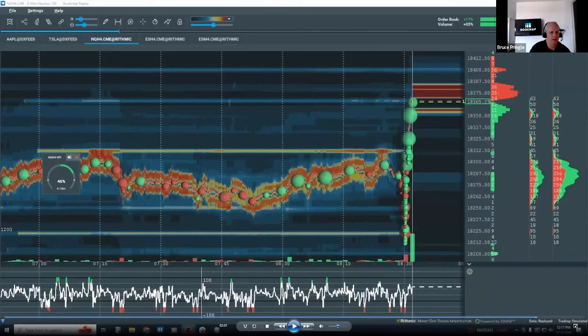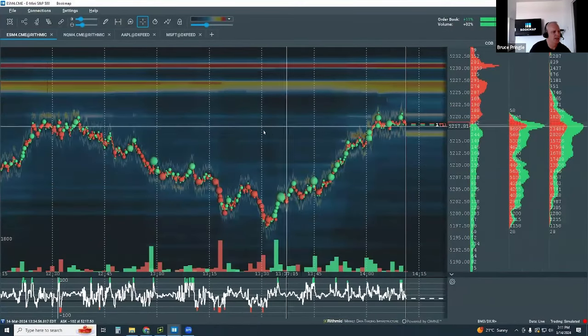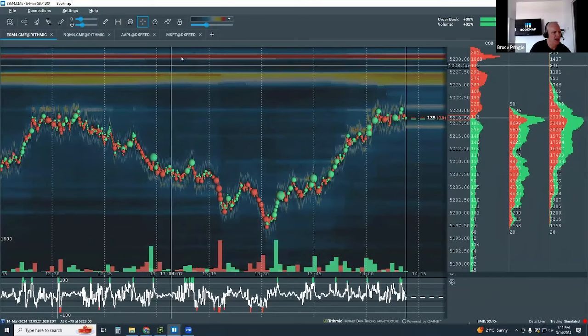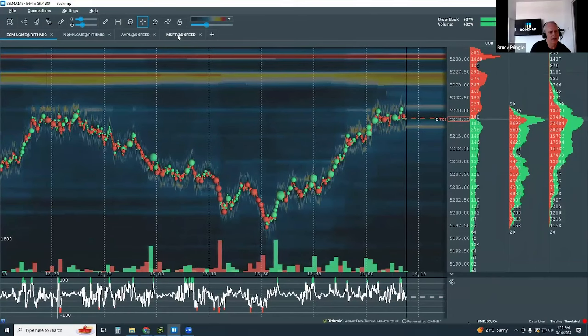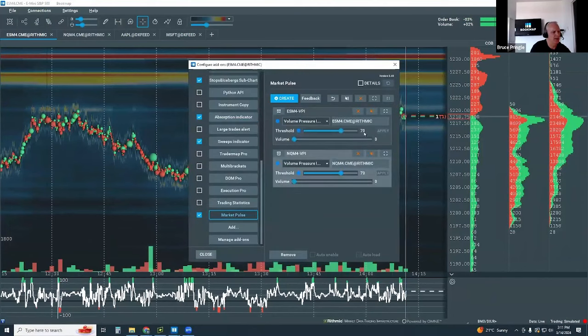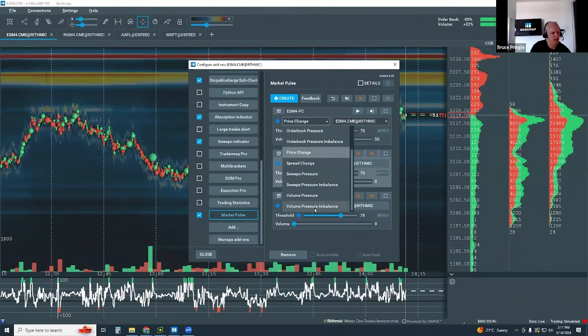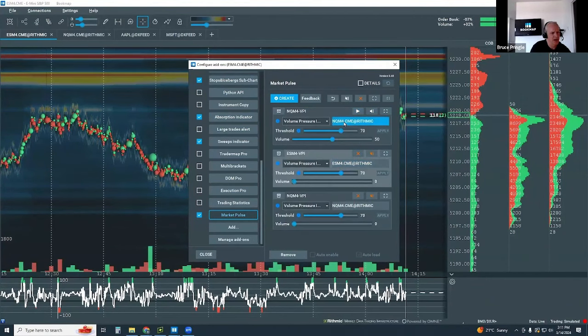All right. So if we look at the Market Pulse tool here in the live market, I can create a synthetic instrument here. And we'll create a new one here. We'll use volume pressure imbalance again here. Now I'm going to click on the instrument.